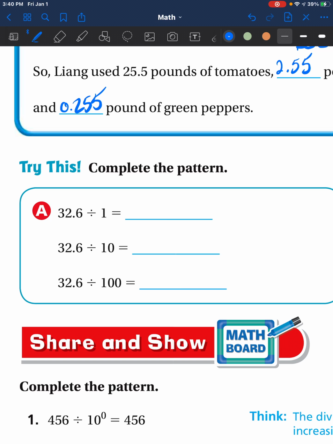It says complete the pattern. So we already know when it has to do with dividing by 1, or even if we were multiplying by 1, nothing's changing at the beginning of our patterns. Now with the second number, it's going to change because I have 1 zero. So I'm going to move it 1 place over, and I'm going to get 3.26. And now I'm going to divide by 100. That means I'm moving it 2 places, 1, 2, and get 0.326.